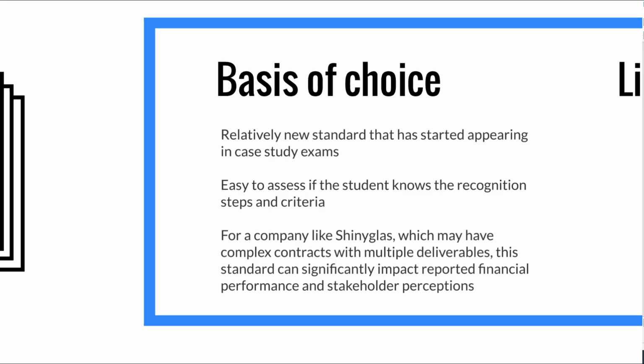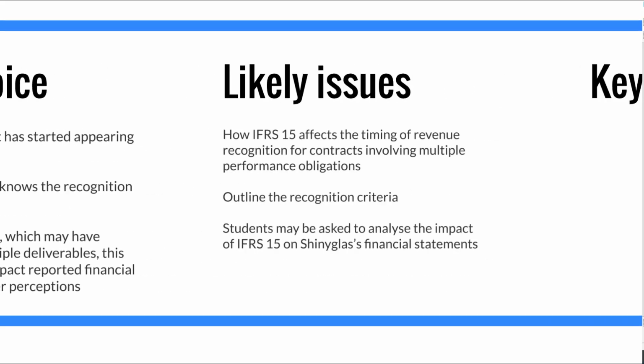Now also, obviously for IFRS 15, it changes how and when companies recognize revenue. Now, for Shinyglas, which could have complex contracts with multiple deliverables, this standard can really impact reported financial performance and stakeholder perceptions. So, what are the likely issues?